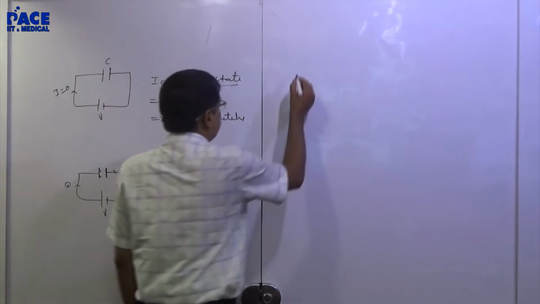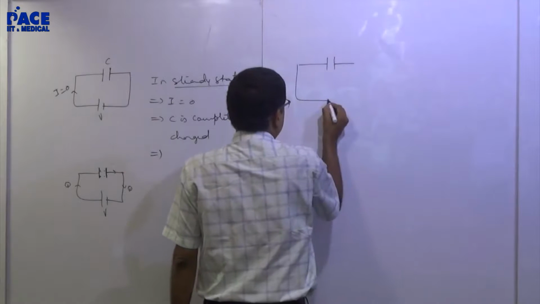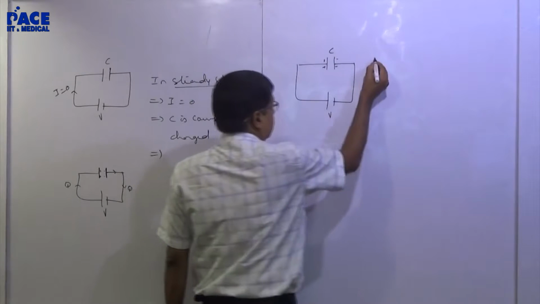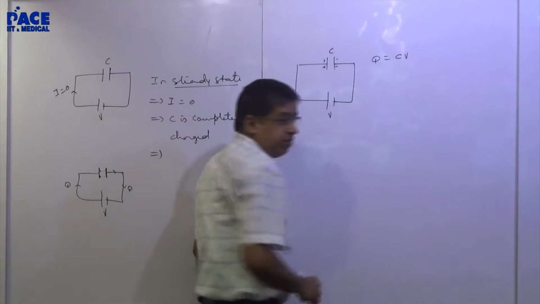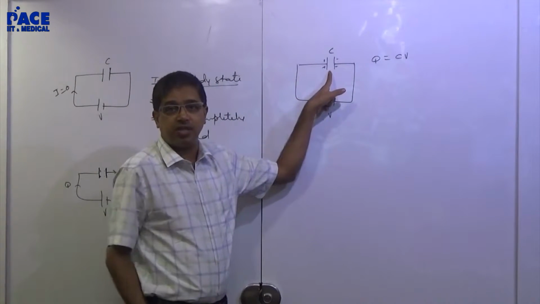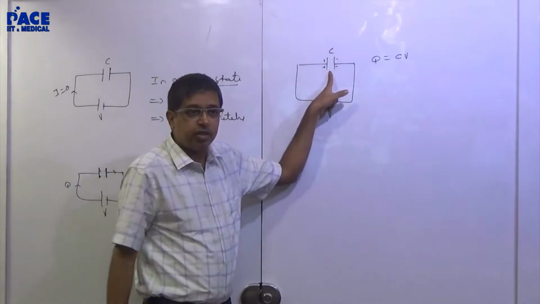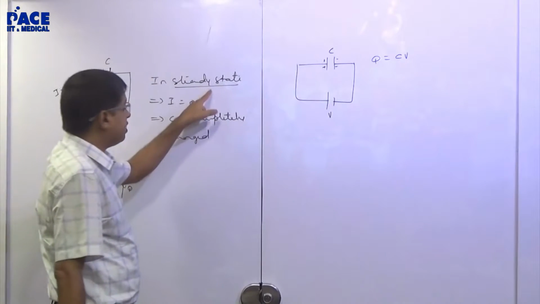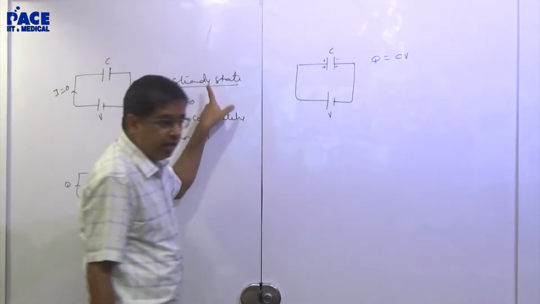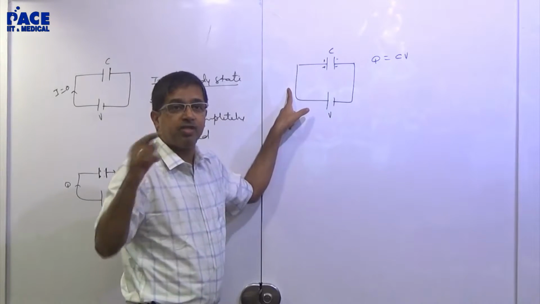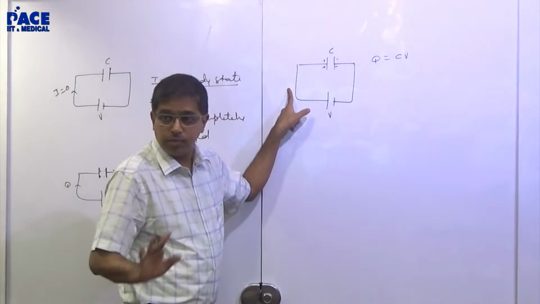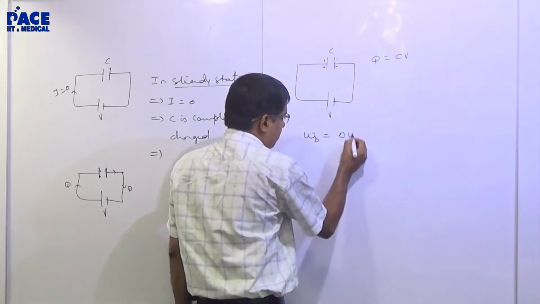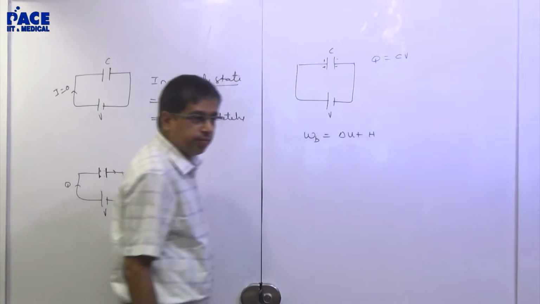Now the question is, when you have charged a capacitor completely, you will have positive and negative charge. Q is equal to CV. This is the maximum charge on the capacitor. If the capacitor is completely charged, you will call it steady state. In steady state, there will be no current passing through the capacitor. Agreed? Now the question is, whatever is the work done by the battery will be delta U plus heat loss.